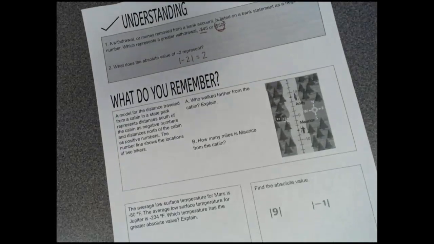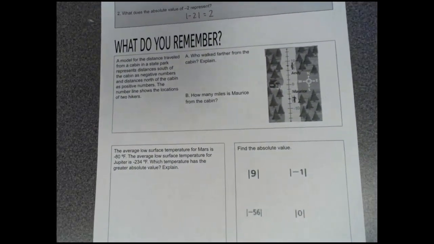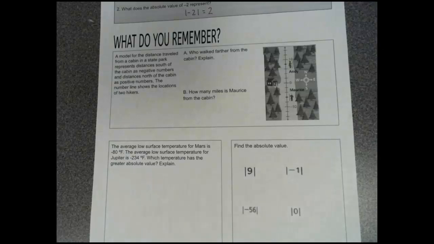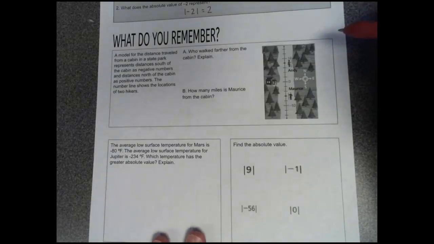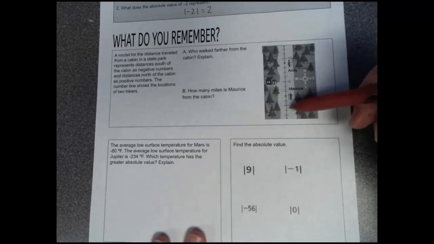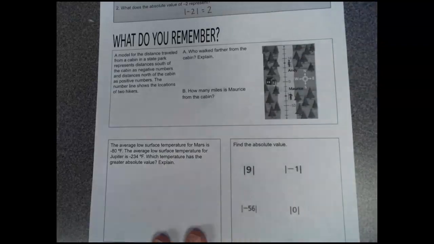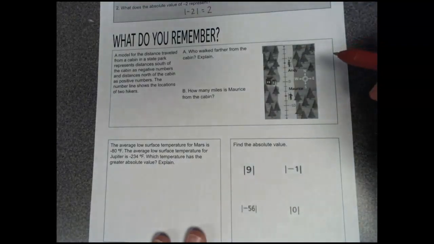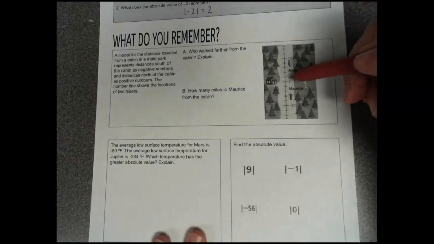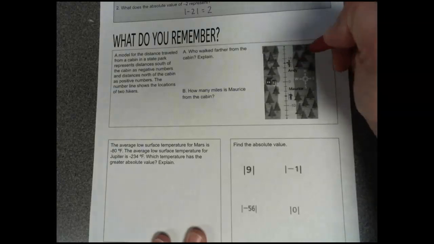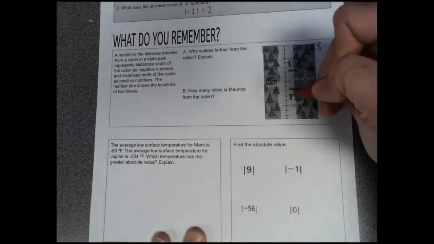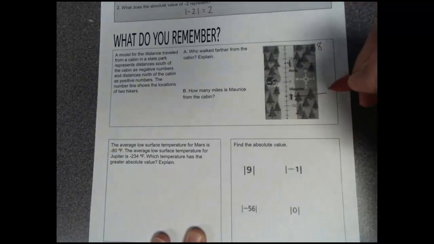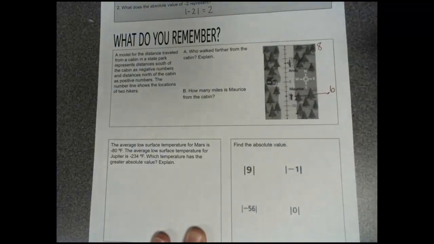Okay, what do you remember on this section? You're going to see what you remember how to do, and then you're going to play the video to see how you did. So let's look at this first one. A model for a distance traveled from a cabin in a state park represents distances south of the cabin in negative numbers. So everything down here are negative, and north would be positive numbers. The number line shows the location of 2 hikers who walk farther. So Andy walked to here, which Andy's at 8. So Andy walked 8. Maurice, if we're counting, 2, 4, 6, he walked 6. So he's at negative 6.